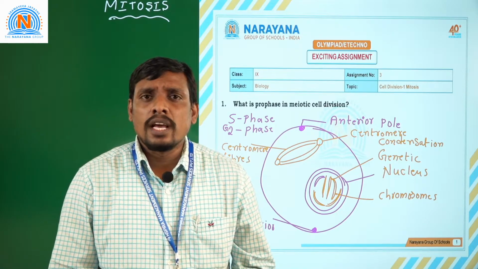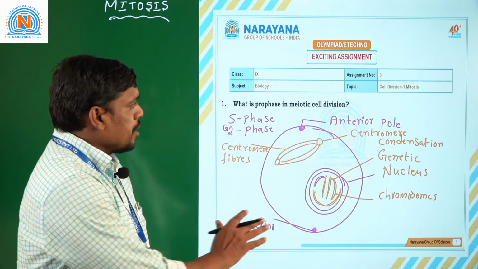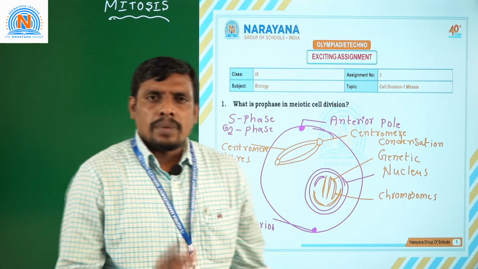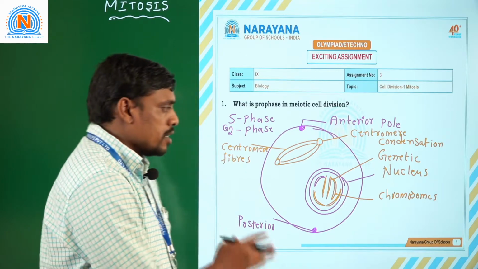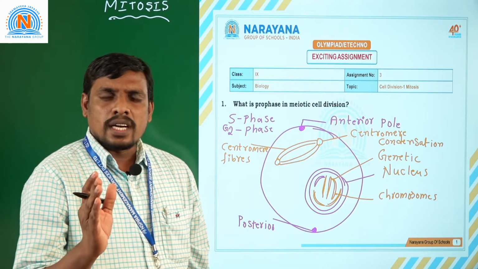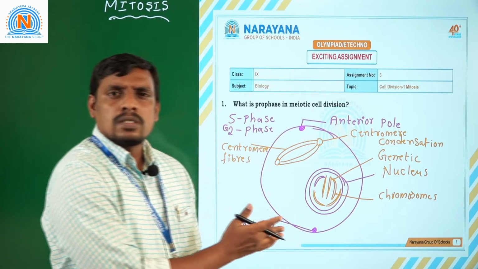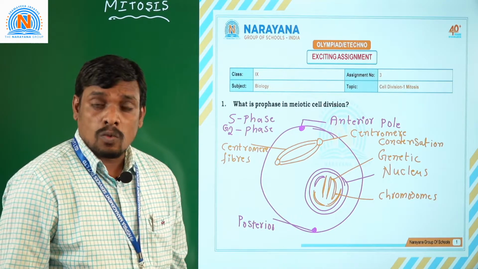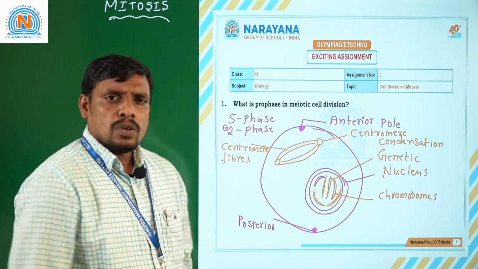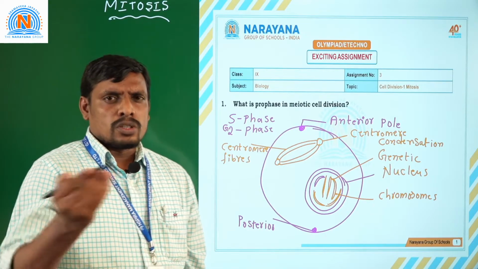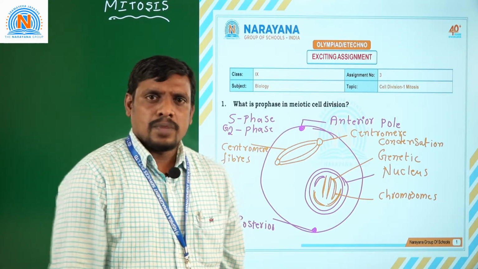So finally, at the end of prophase, because of condensation, the genetic material produces thread-like fibers called chromosomes. What are they called? Chromosomes. What is a chromosome? We are going to discuss that in the further step.